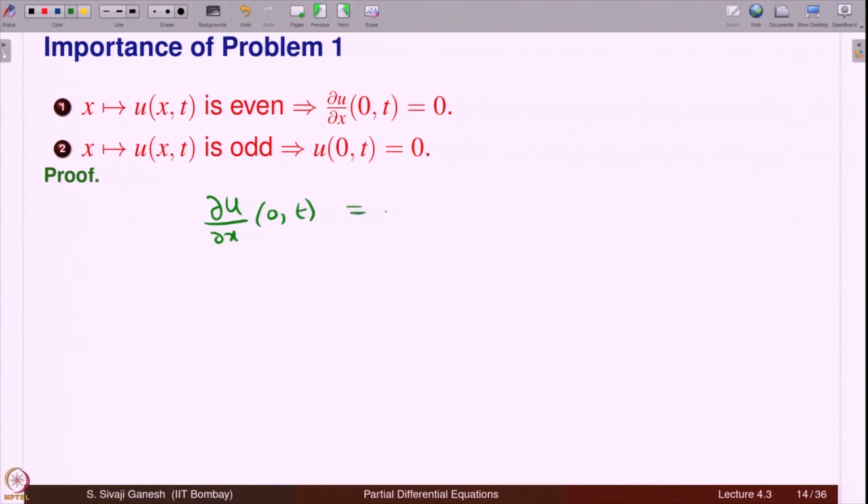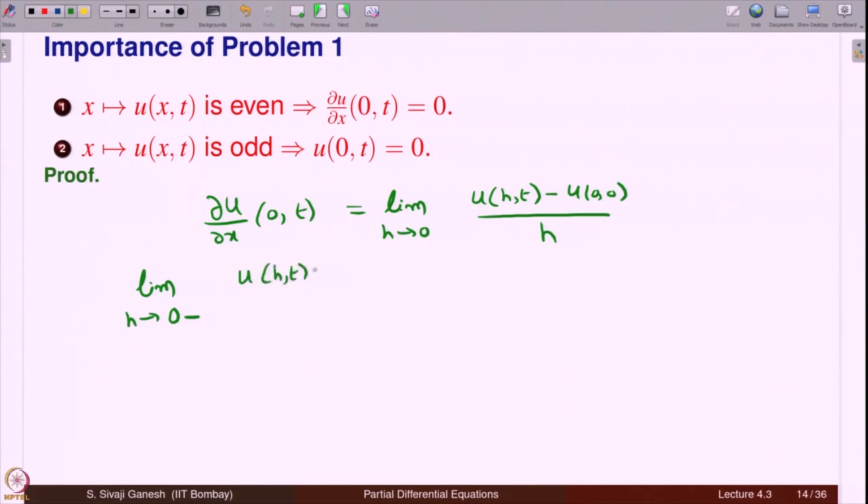What is it by definition? Limit h goes to 0 of u of h comma t minus u of 0 comma t, divided by h. And since we know that the function is even, naturally it suggests that we have to consider h positive and h negative. So we can compute the limits as h goes to 0 from the positive side and from the negative side. That is what we are going to do now. So limit h goes to 0 from the negative side, let us see what it is.